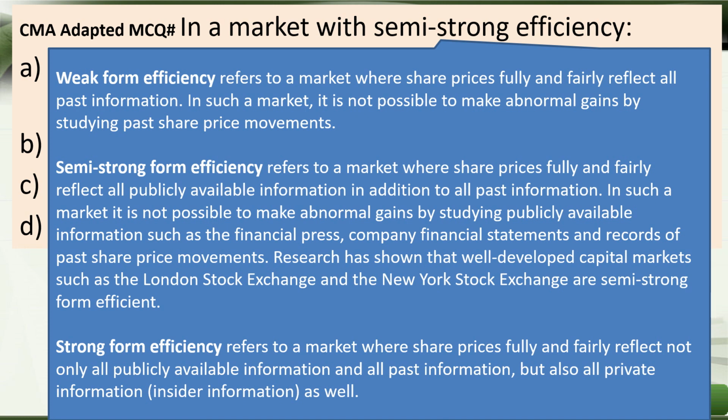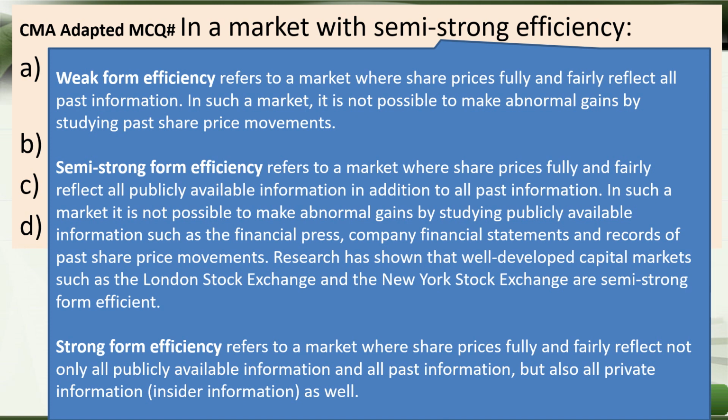But strong form of efficiency refers to a market where share prices fully and fairly reflect not only all publicly available information and past information, but also all private information. That means all insider information can also be there. Actually, there is not much possibility of insider information yet to be revealed, so there will be no big fluctuation in the strong form of efficiency.